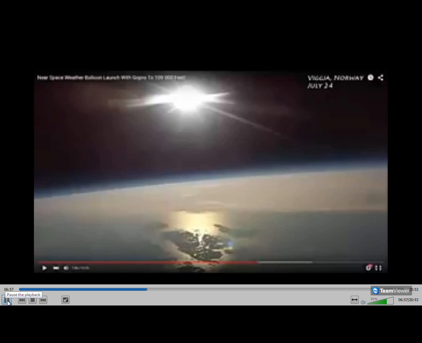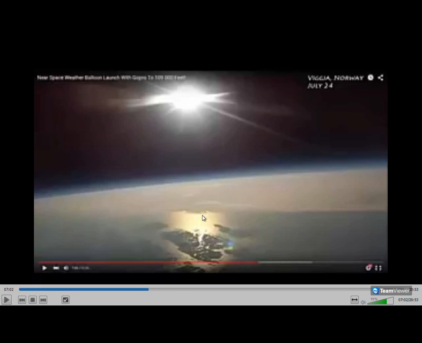Alrighty, in this first balloon launch here, this is in Norway. And some of these, they use a fisheye lens, so you see a slight curve or whatever the case may be. But the ones that didn't, you'll see that this is just straight and flat. There's no curvature. And look at the moon. I mean, excuse me, look at the sun. It's right there. This is not 93 million miles away.